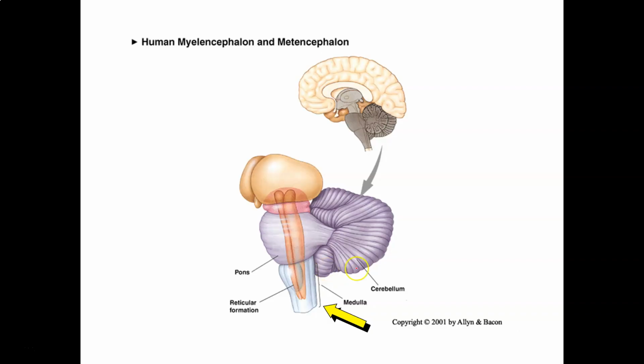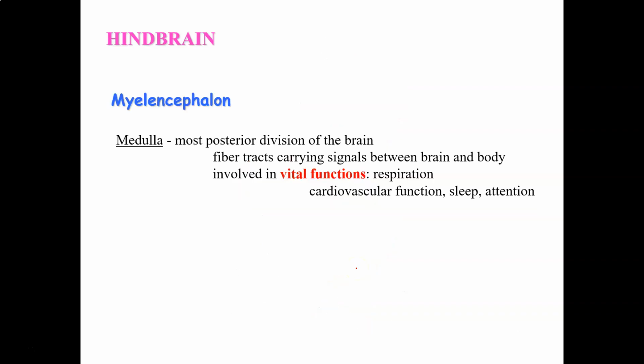And so here's the medulla. We're ready to talk about it. In addition to carrying those fiber tracts that are crossing between the brain and body, the medulla, being the most posterior division of the brain and the myelencephalon, handles what are called vital functions. It handles respiration, sleep, attention, cardiovascular function. So if you were to damage your medulla, you would need a machine to help you breathe because it can no longer do that for you. The same thing with cardiovascular function. You would need a machine to help keep you alive if you were to damage your medulla.